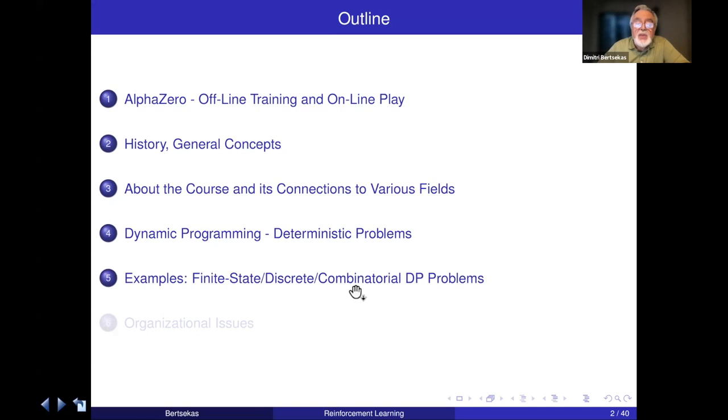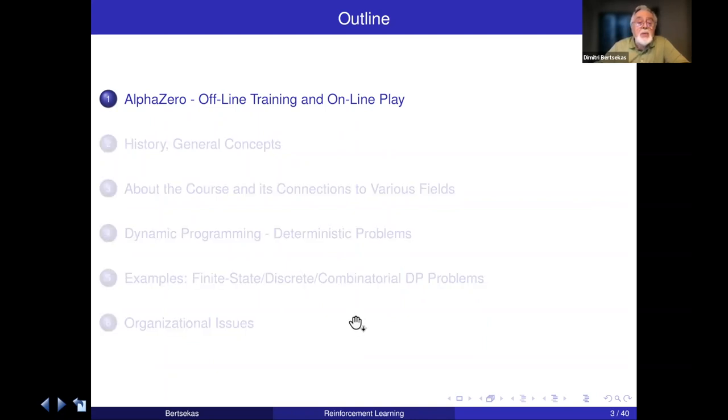Then I'm going to give some examples of deterministic problems involving a finite number of states. These examples connect to discrete and combinatorial optimization, which are also going to be important in our class. Then I'm going to say a few things about organizational issues, how this course is run and so on.